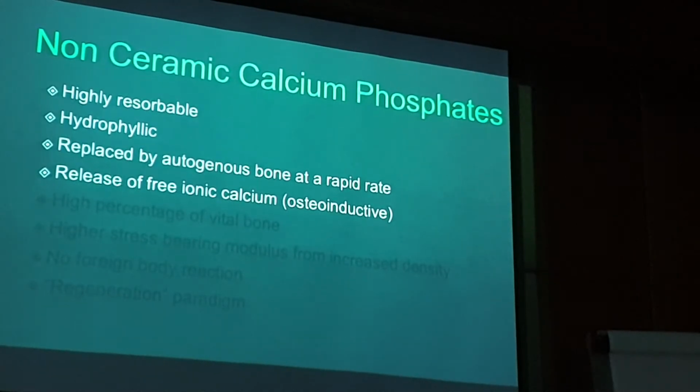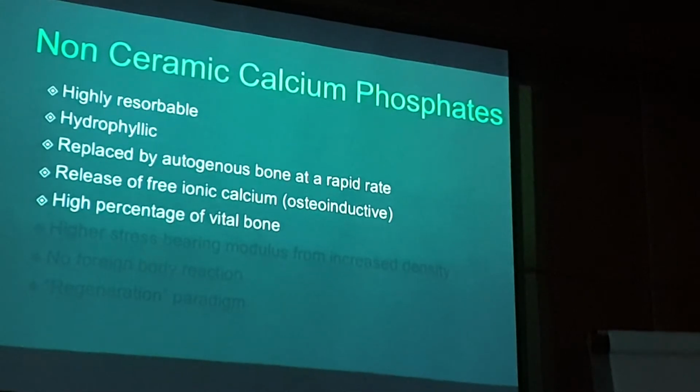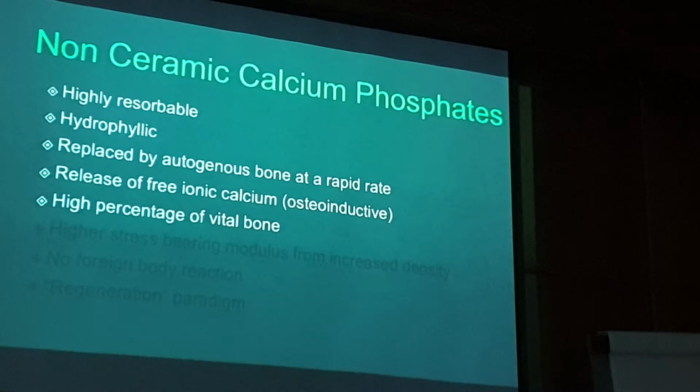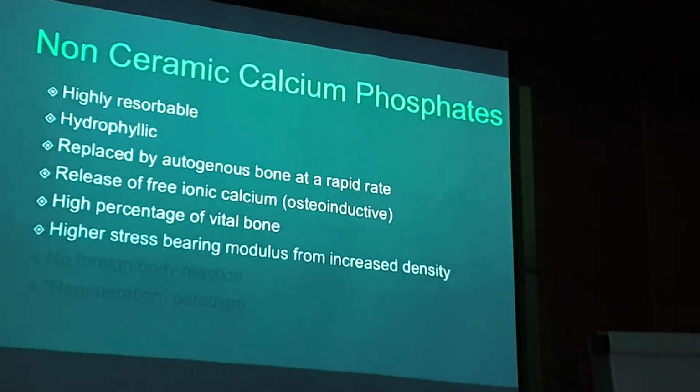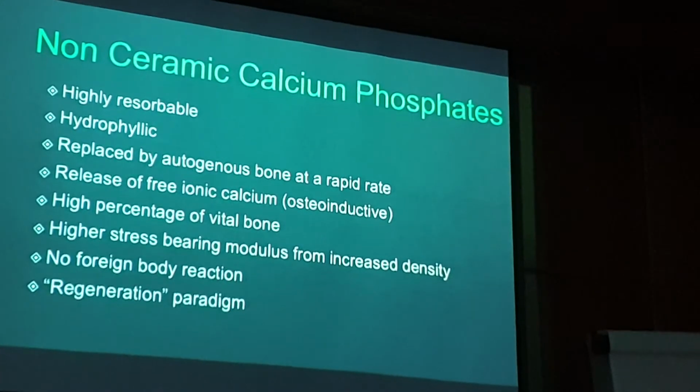You have the release of free ionic calcium, which makes it, by definition, anything that's calcium releasing is an osteoinductive material. You get a high percentage of vital bone. In fact, in some of our cases, we've done a histology course, up to 75% vital bone. Much higher stress-bearing modulus from increased density. No foreign body reaction, it's just like natural material from the body, and you get regeneration, not repair.